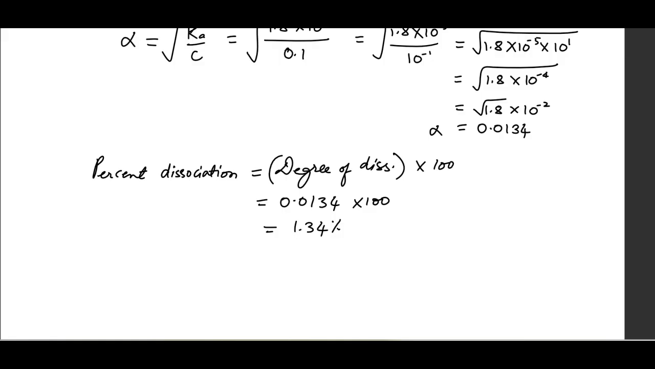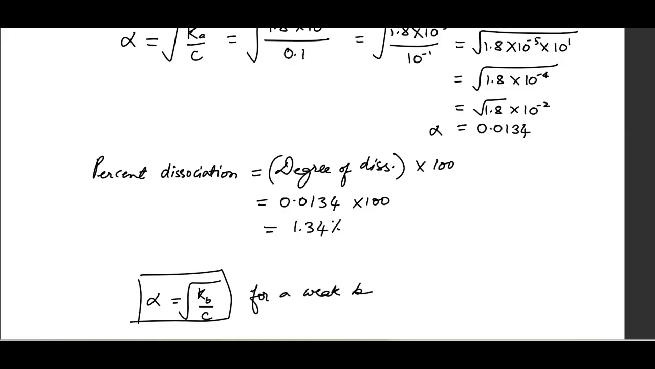Similarly, we can also obtain for a weak base the general alpha, which is approximately the square root of Kb upon C. Okay, I hope this concept is clear. And in the next video we will discuss the self ionization of water.